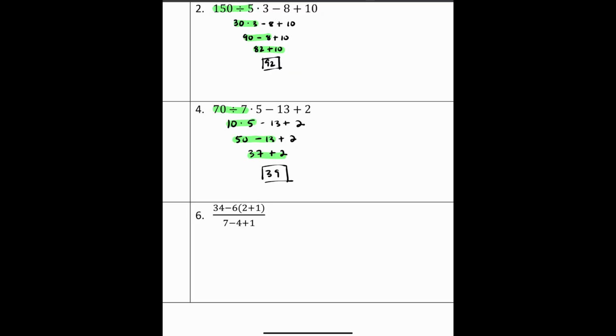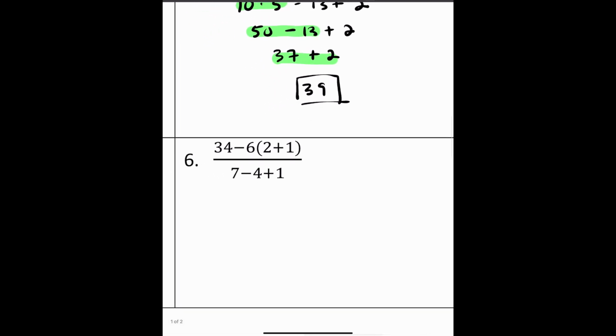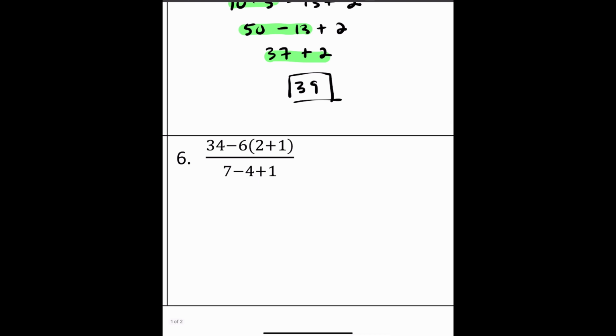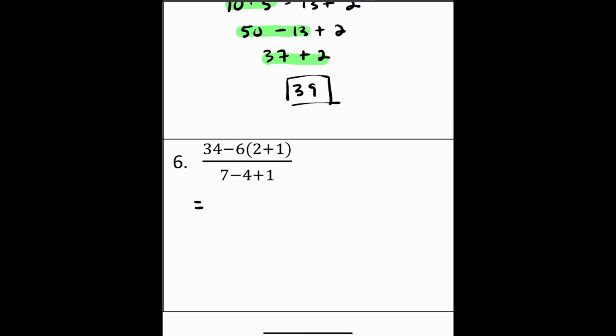Alright, so number 6, we have 34 minus 6 times the quantity of 2 plus 1 all over 7 minus 4 plus 1. We're going to be doing order of operations up top and then order of operations down below. So you're going to be doing order of operations twice. So let's take a look at number 6 here. I'm going to handle the top stuff first. So let's write equals. So I see we have parentheses here, so I can go ahead and handle that. So it's going to be 34 minus 6 times 3 all over 7 minus 4 plus 1.